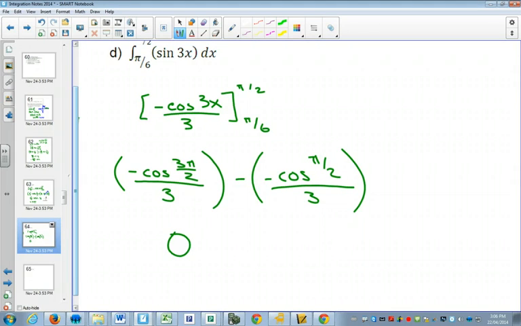Really? I got 0.001. Is that close? And what is the value of cos of pi over 2? 1. Wait, 0. Why did my calculator...? Because I'm in degrees, not radians. Oh, you put in radians to get that. And so 0 minus 0, there's no area.